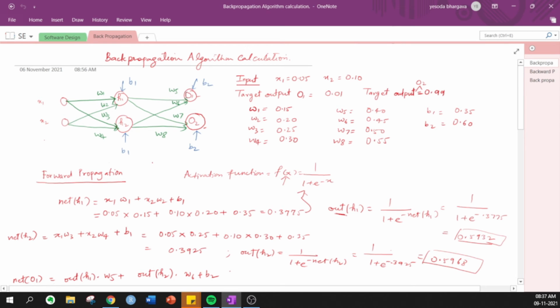W5 was only linked to output O1, so it was only affecting the E1 part of the total error. However, when we talk about W1, it is impacting both E1 and E2. So this needs to be taken care of while updating the weights between the hidden and input layer.